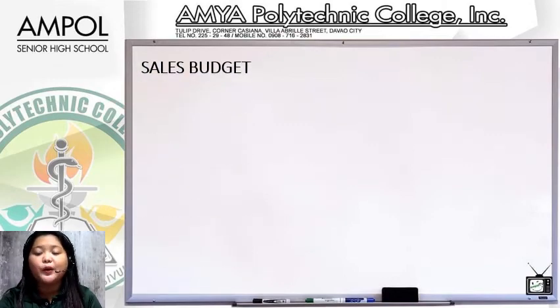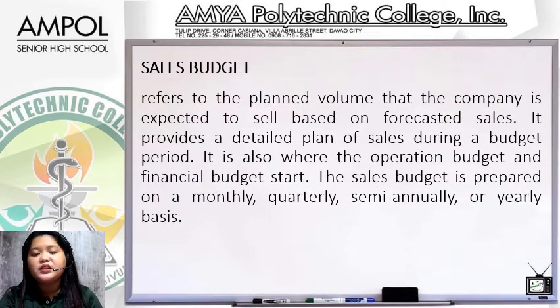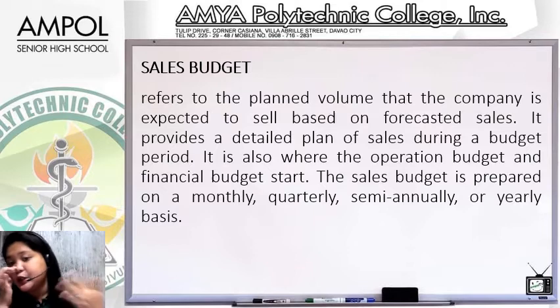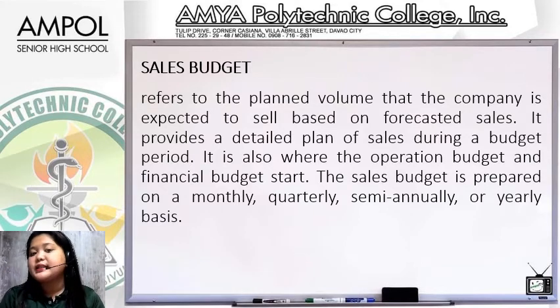Next is what we call the sales budget. The sales budget refers to the planned volume that the company is expected to sell based on the forecasted sales. So the sales forecast and sales budget are connected. It provides a detailed plan of sales during a budget period. It is also where the operating budget and the financial budget start. The sales budget is prepared on a monthly, quarterly, semi-annual, or yearly basis.